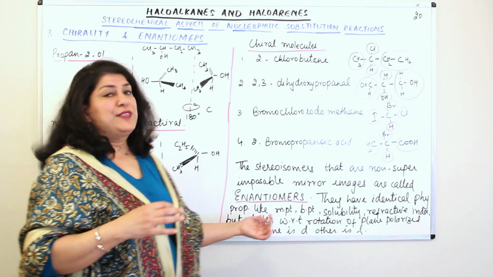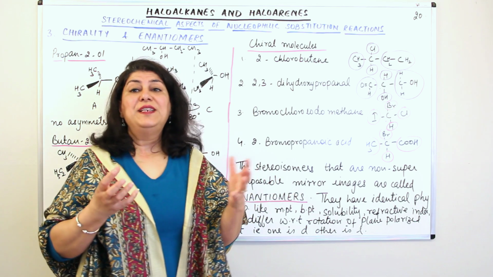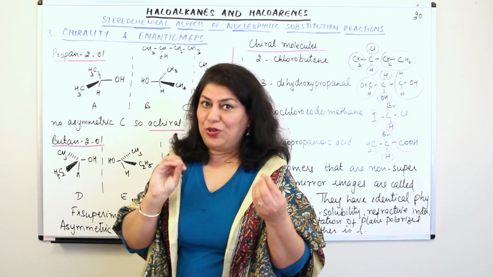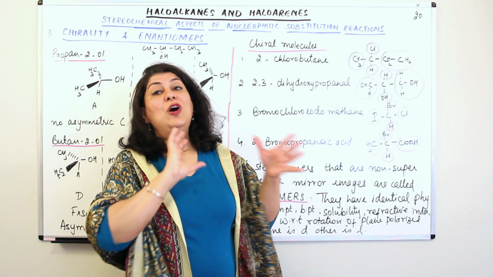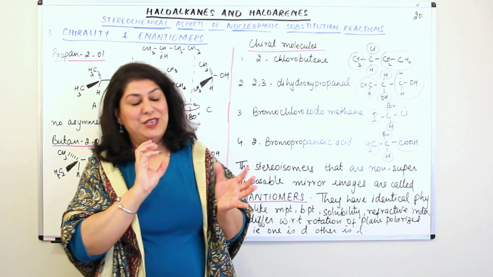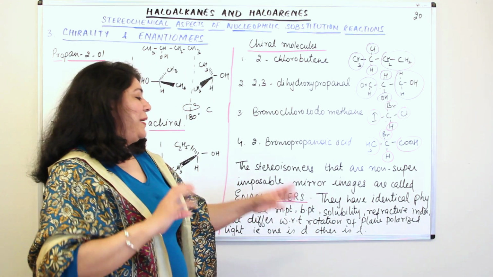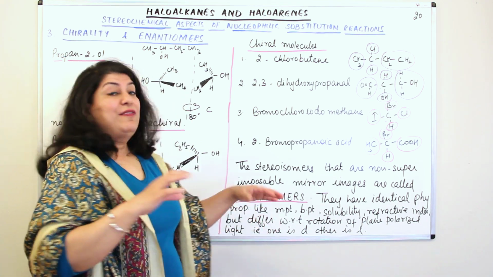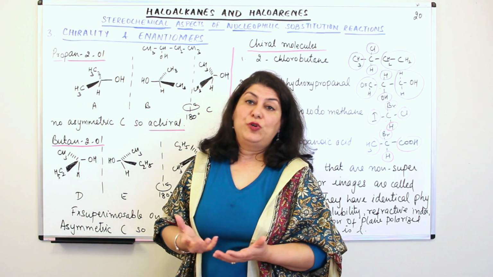Enantiomers have identical physical properties because the melting point, boiling point, solubility, refractive index, all these depend on the groups. They do not depend on the arrangement of the groups. The only property that depends on the arrangement of the groups is the optical activity, whether it will be dextrorotatory or levorotatory. So the enantiomers differ only with respect to the rotation of the plane of polarized light. And that is, one of these isomers would be dextrorotatory and its mirror image would be levorotatory.